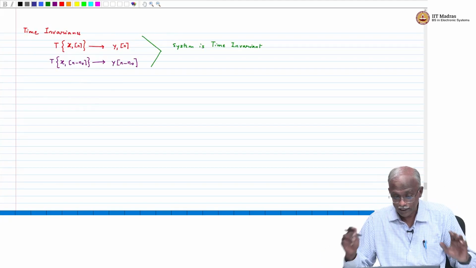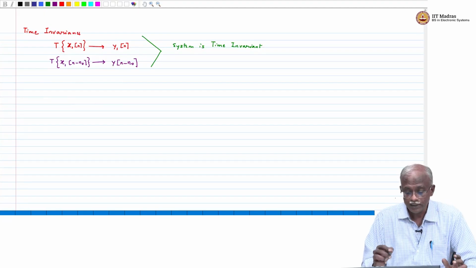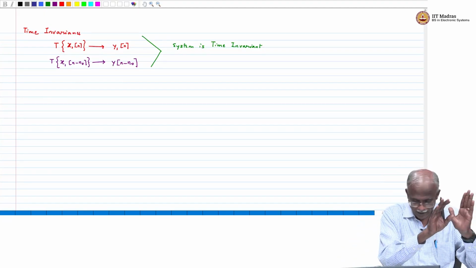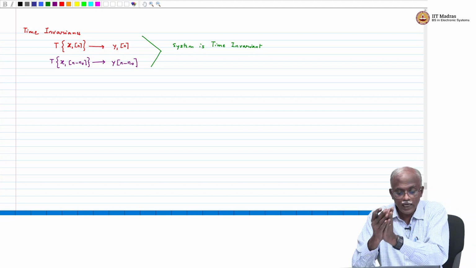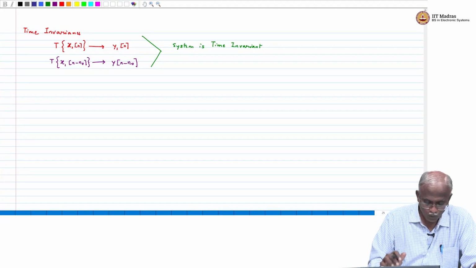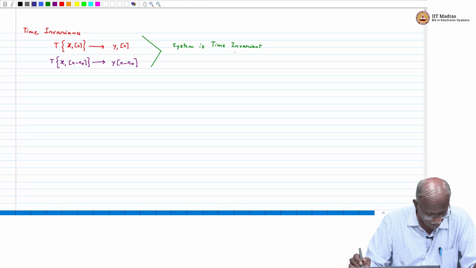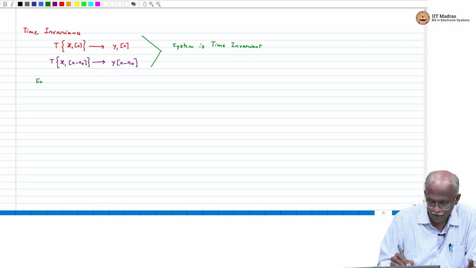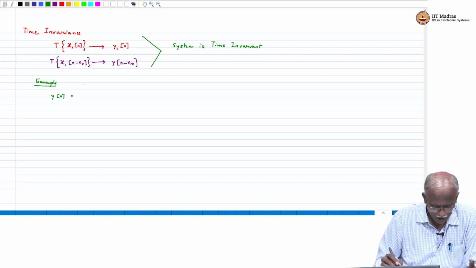Okay. Then we looked at another important property which said that if I delay my input or advance my input by some units of time, will the output also be correspondingly shifted? This is the property of shift invariance. Let me ask you to check for a particular example: y of n is equal to sine of x of n.